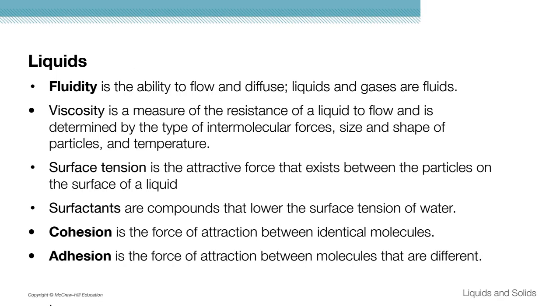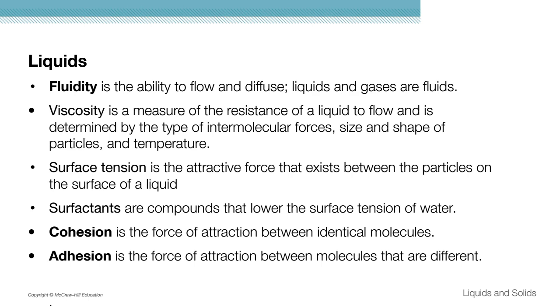So now getting a little more specific about each of these. First one, liquids. I mentioned liquids were fluid. Fluidity is just the ability to flow or diffuse. So liquids and gases are both fluids. They both have the ability to flow and to diffuse. Remember, diffusion is just moving from high to low concentration. Viscosity is basically the measurement of how much that fluid resists flowing. So a very viscous fluid would be something like maple syrup, because it doesn't want to flow very readily.